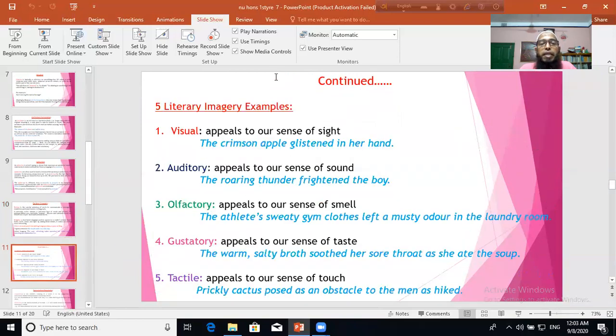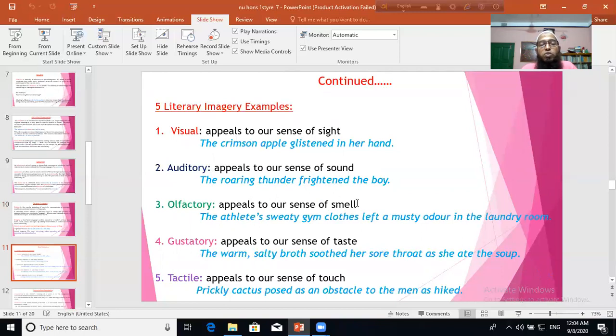Five literary imagery examples here. Visual, that means sight, seeing, appeals to our sense of sight: The crimson apple glistened in her hand. Auditory appeals to our sense of sound: The roaring thunder frightened the boy. The sound, the roaring thunder, frightened, panicked the boy.